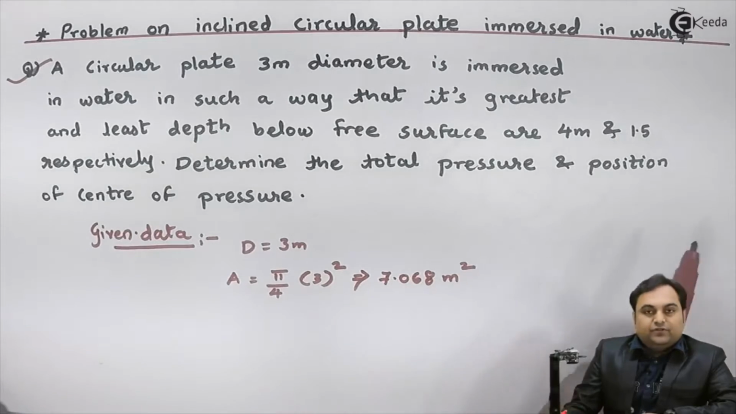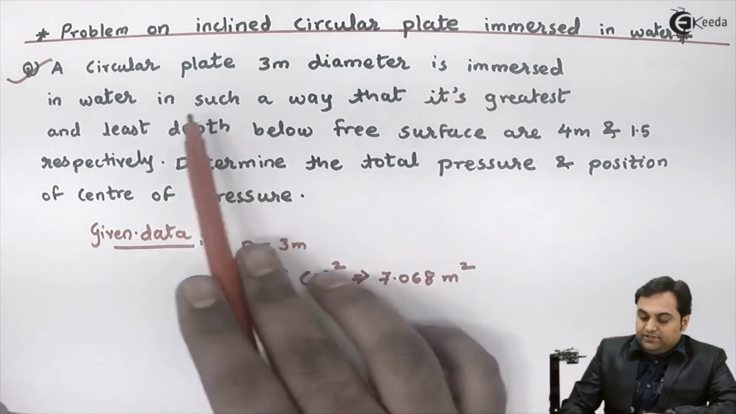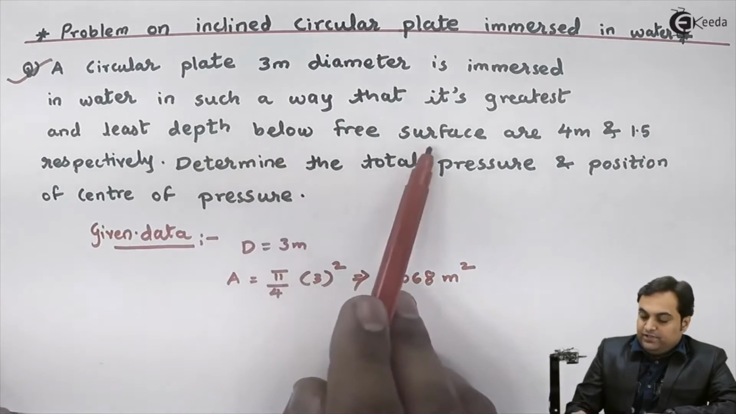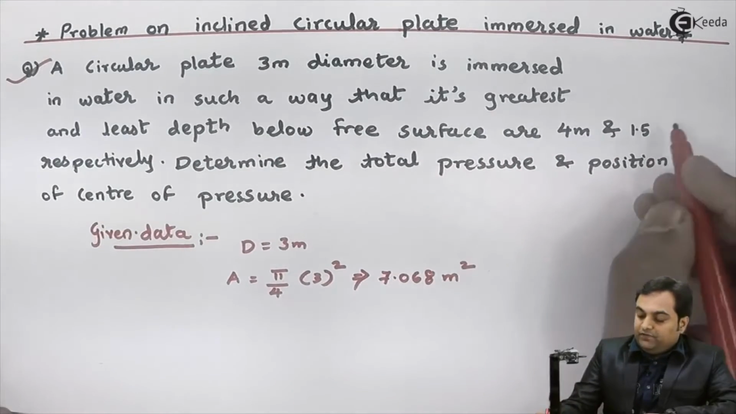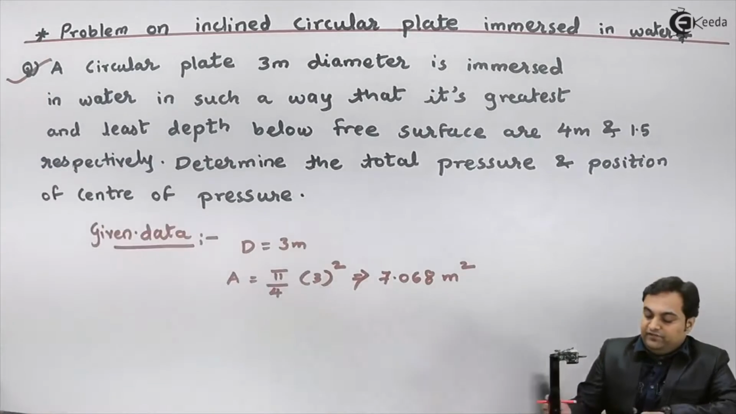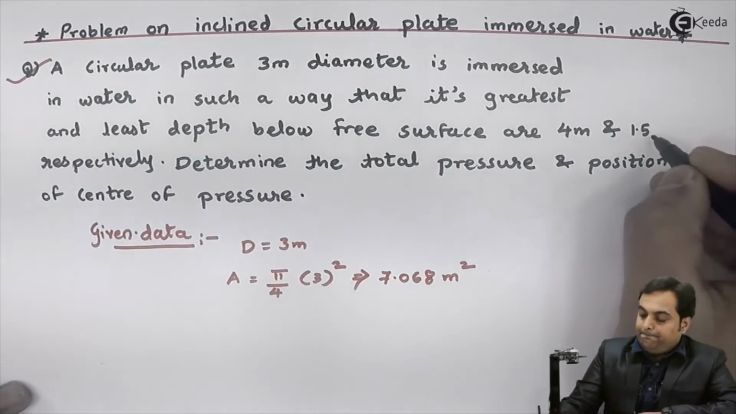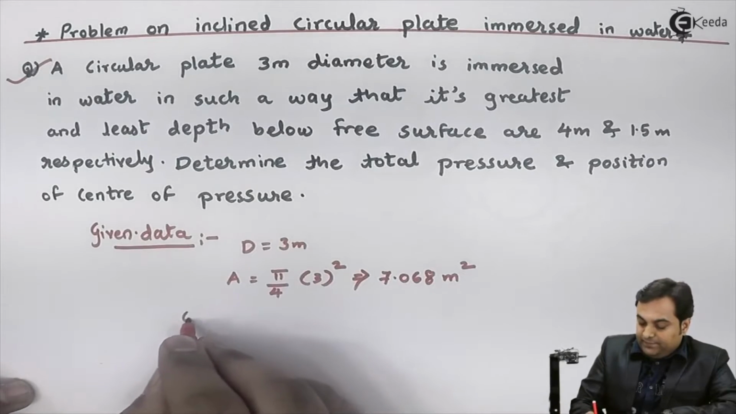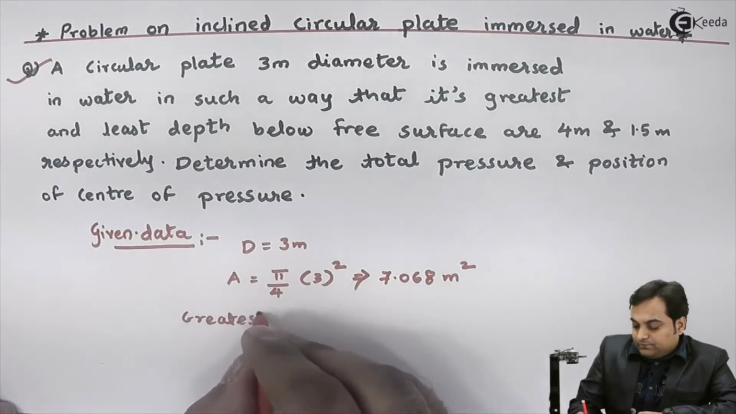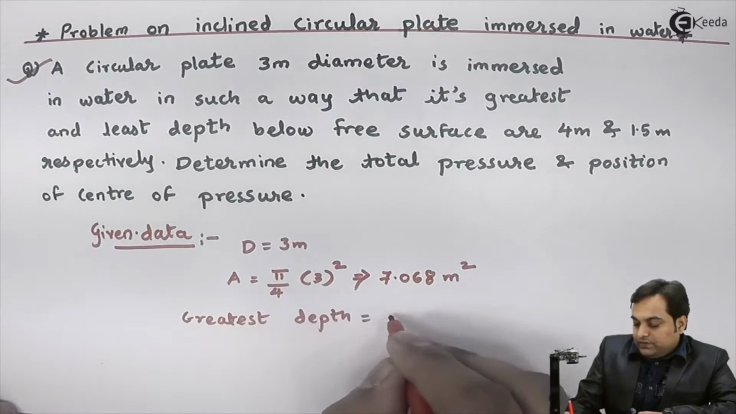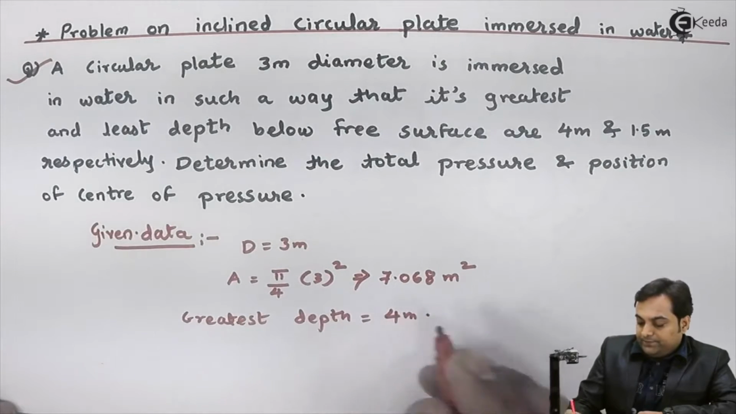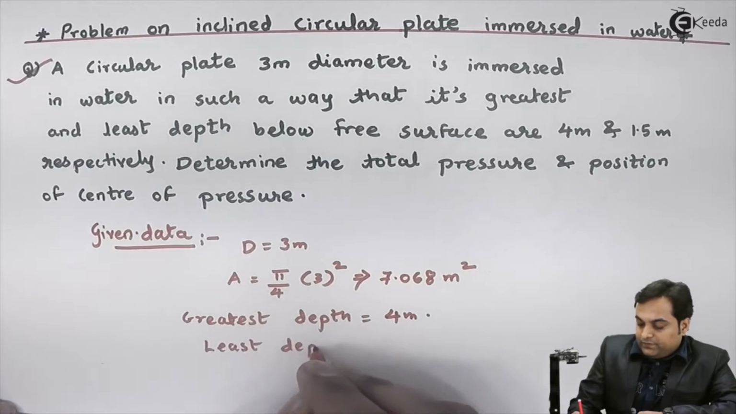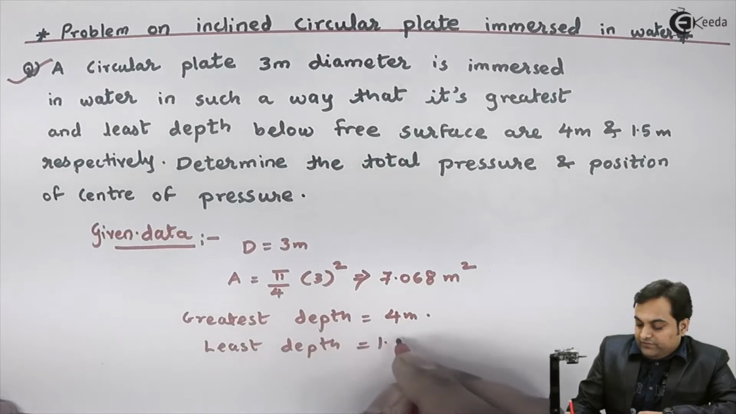After getting area of the circular plate, it is immersed in water in such a way that its greatest and least depth below free surface are 4 meter and 1.5 meter respectively. Now, the greatest depth is equal to 4 meter and least depth is equal to 1.5 meter.